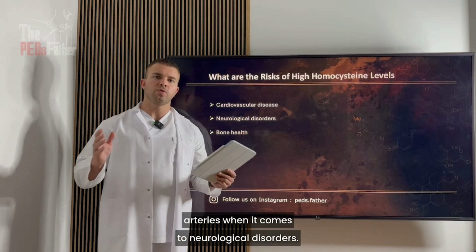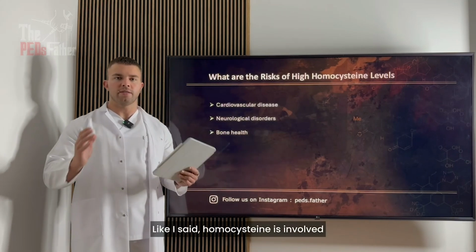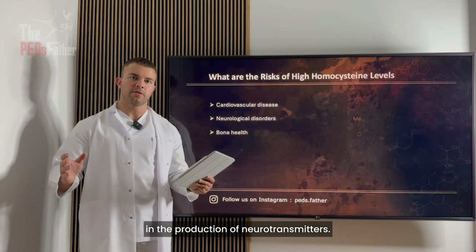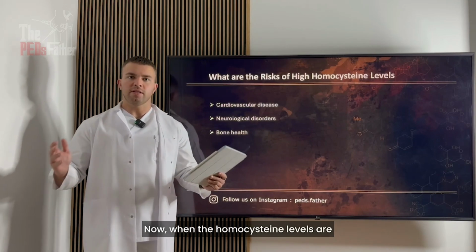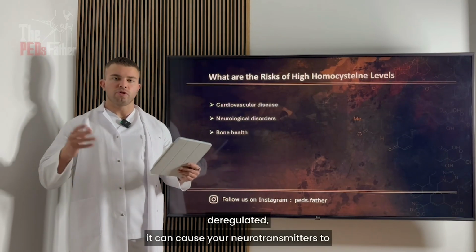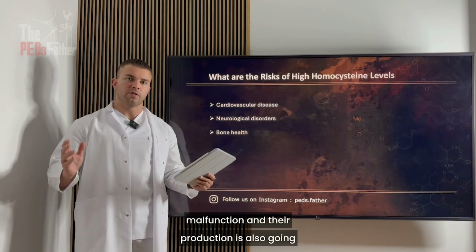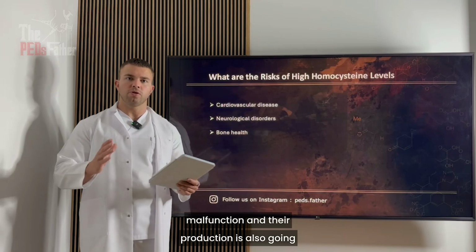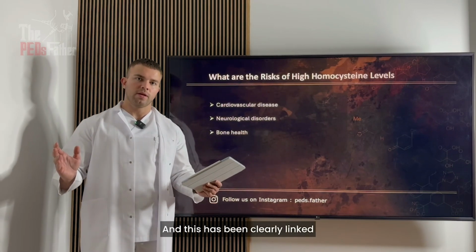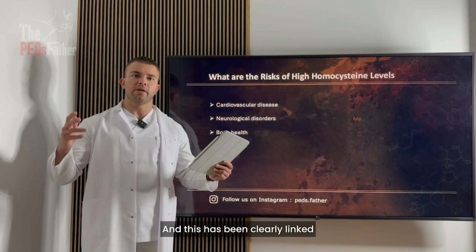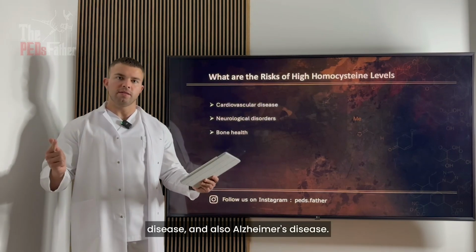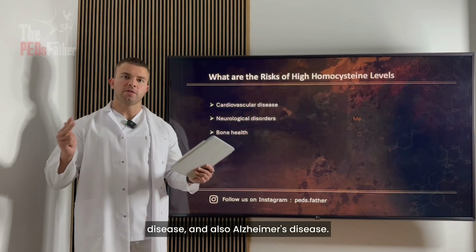When it comes to neurological disorders, like I said, homocysteine is involved in the production of neurotransmitters. When the homocysteine levels are deregulated, it can cause your neurotransmitters to malfunction, and their production is also going to be deregulated to a certain extent. And this has been clearly linked to, for example, cognitive decline, Parkinson's disease, and also Alzheimer's disease.